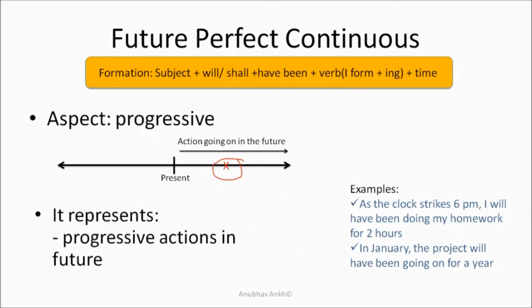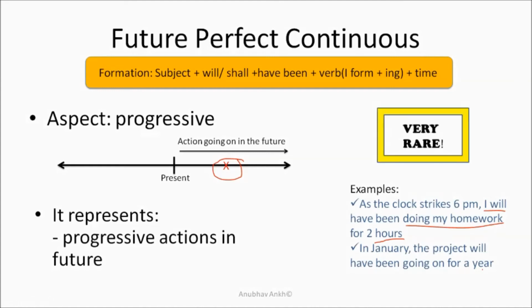We are talking about something. I will have been doing my homework. See, the progressive action is doing my homework and I will be doing that. Clear? And for how much time? For 2 hours. Clear? In January, the project will have been going on for a year. So we are talking about some future aspect. What will be the progress at that point in time? Clear?